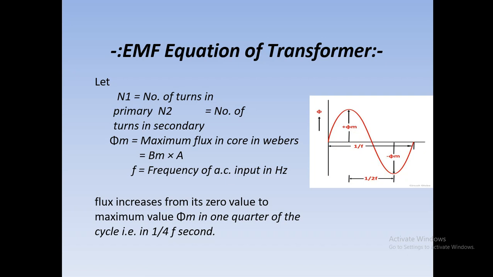As we know from the transformer construction, N1 is the number of turns of the primary winding, N2 is the number of turns of the secondary winding. And we can see the maximum flux here. The maximum flux is obtained at 1/4 of the total time period. This point is 1/4, this is 1/2, this is 3/4, and this is the total time period value. So at 1/4 of the time period, we are getting the maximum flux. I am considering this point to get the EMF equation of the transformer.